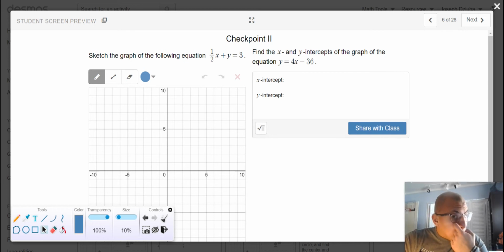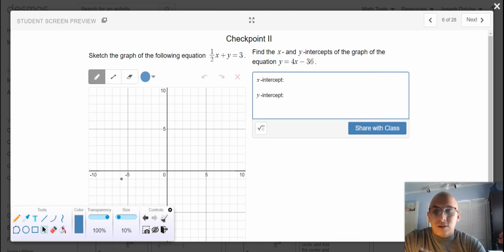Because here, you'll be tasked with sketching the following equation and finding the x and y intercepts of the graph of the equation y equals 4x minus 36. I'm going to allow you to graph the equation however you deem fit, because I don't think there should be a standard way to graph a line. However you see fit is a-okay with me, so long as you get the same line.